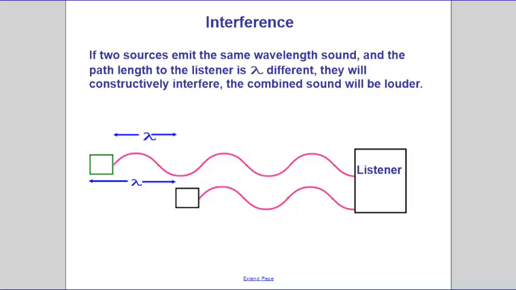We'll go forward. In this case, the waveforms are off by 1 complete wavelength. So that is the difference in distance between speaker A and B, and again a trough will meet a trough.